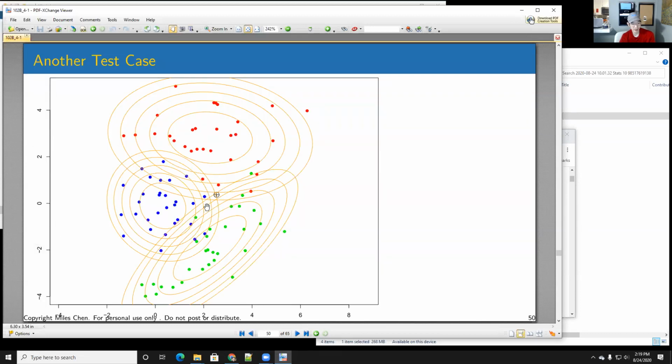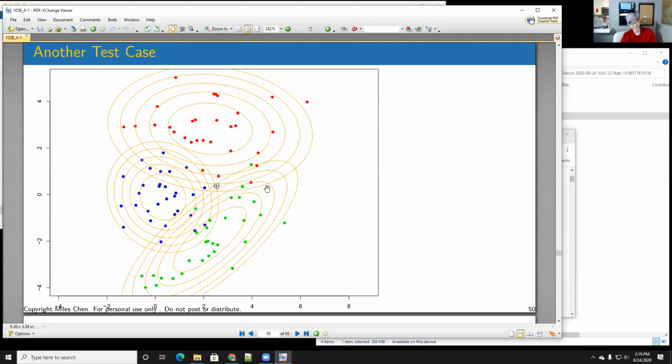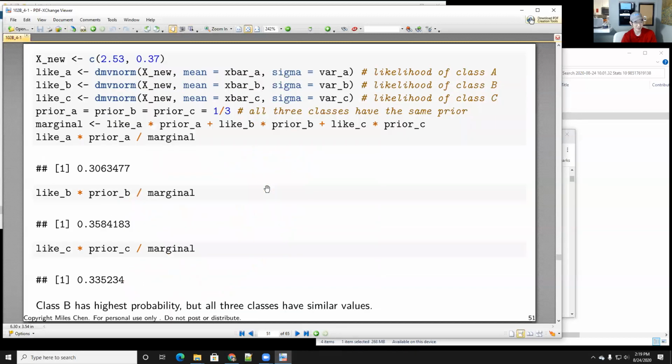All right, and here's one where I put it close to all of these. So what do you guys think? Red, blue, green, based on this graph? Is all of them green? Okay. Well, let's see. If you look at the ellipses, it's most inside the red one. It's just inside the green one, and it's just outside the blue one. So let's just take a look.